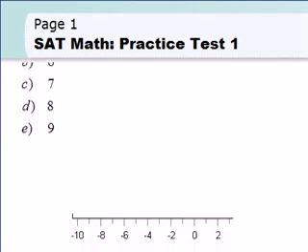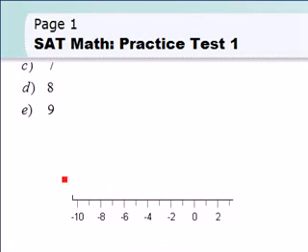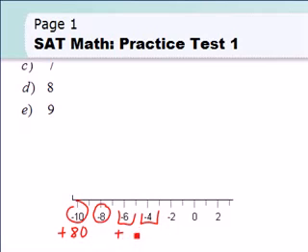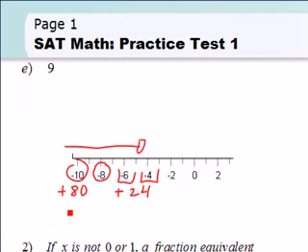Now if we look at this number line here and we multiply, let's say negative 10 times negative 8, that gives me positive 80. And if I multiply negative 6 times negative 4, that gives me positive 24. So as you can see, as I'm approaching 0, the product of those two negative numbers becomes smaller and smaller, right? From 80 to 24. And now the closest negative integer to 0 is negative 1.